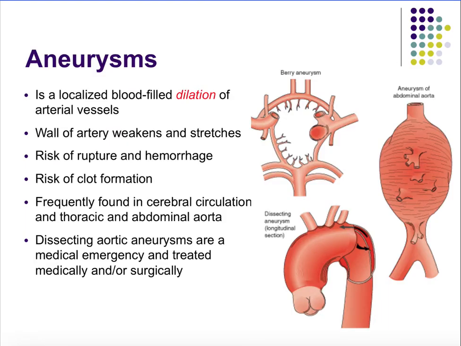So let's end with an aneurysm. An aneurysm is a localized blood-filled dilation of arterial vessels. This is not the same as a vasodilation. Our blood vessels vasodilate to try to bring more blood to an area. In this case, what happens is we have blood vessel walls that have weakened. And so when we have all of this blood and all of this blood pressure being exerted on our blood vessel wall, it can eventually weaken.